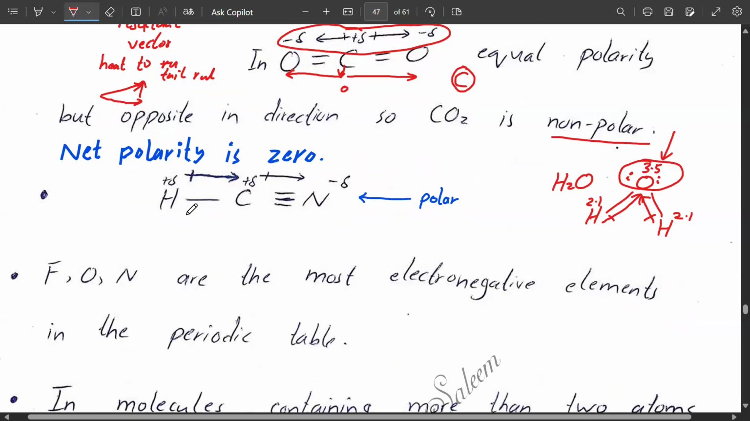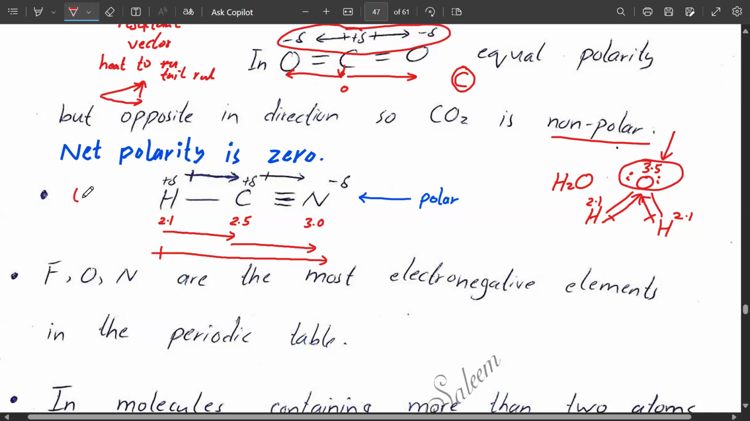Our next example is HCN. Now HCN has three different elements. Hydrogen has value 2.1, carbon has 2.5, and nitrogen's value is 3.0. The value of 3.0 belongs to nitrogen. Now you can see that the difference is from 2.1 to 2.5, and then from 2.5 to 3.0, which means there is a clear direction of the dipole from the least electronegative atom towards the most electronegative atom.